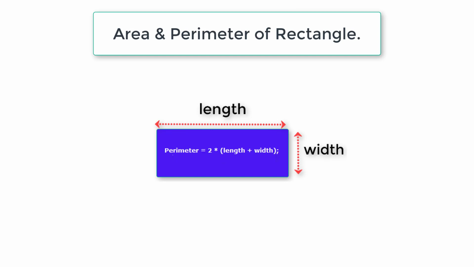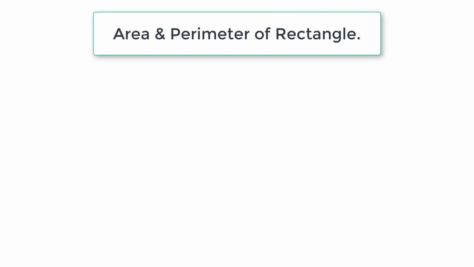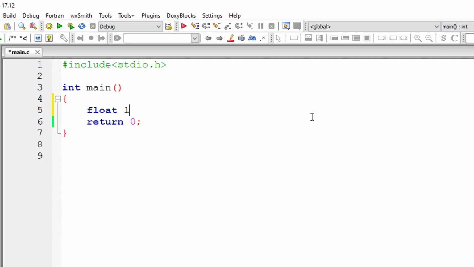That's it. So length is the longest side of the rectangle, width is the smallest side of the rectangle, okay? So let's write the C program and check if the area is greater than its perimeter, okay? I'll take floating point variables, length, width, of course, area and perimeter.